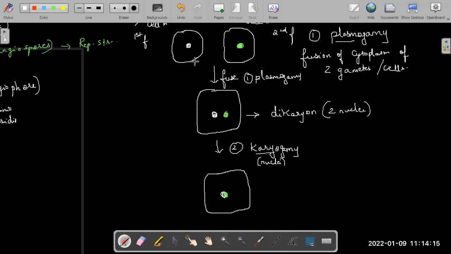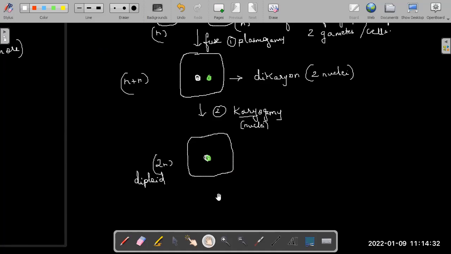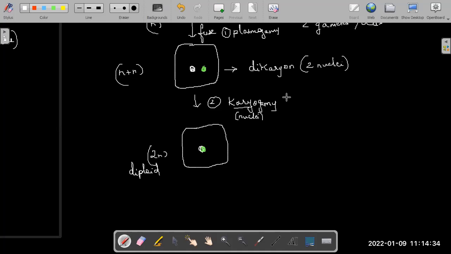So what you end up getting is, if these cells were haploid and haploid, this is a diploid stage, correct? This is an N plus N stage, dikaryon stage. This is a diploid stage. So fusion of two nuclei, that is karyogamy, isn't it? So this diploid here, we also call it the zygote, which is formed.